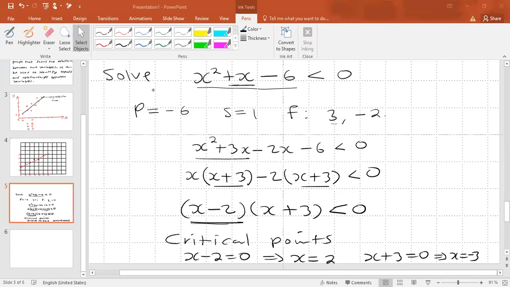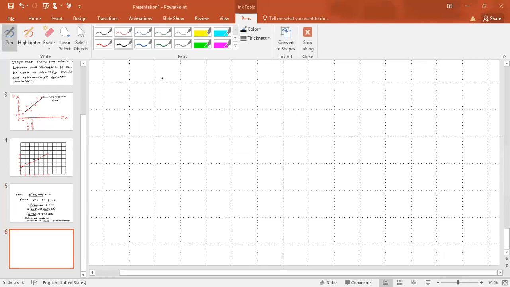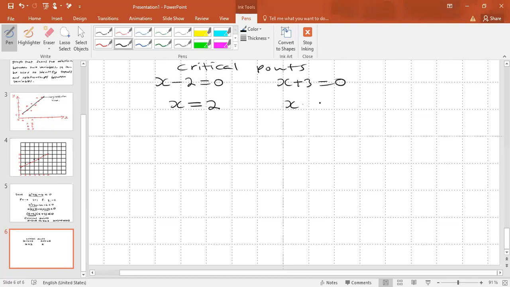Okay, so the critical points are x minus 2 equals 0 and x plus 3 equals 0. These are the critical points. And we said x is equal to, take the negative to the other side, positive 2, x is equal to negative 3, like that. So those are the critical points. Young lady, can you see the critical points now?